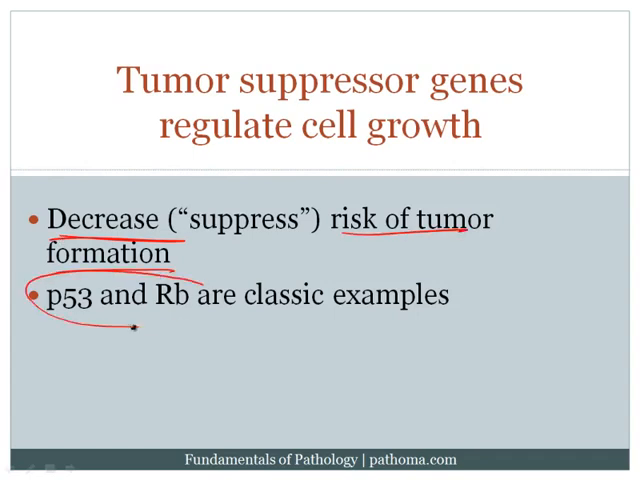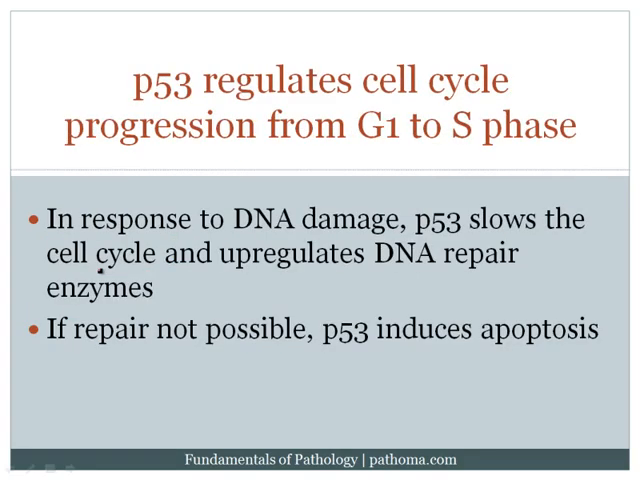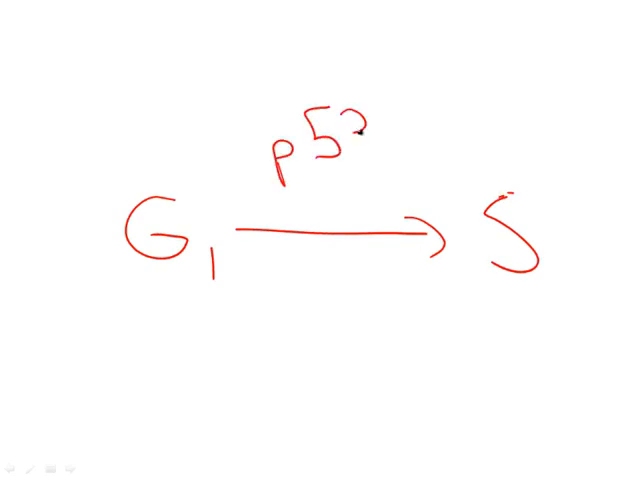And the two classic examples are p53 and retinoblastoma. So let's take a moment to discuss each of these. Now, what does p53 do? It regulates the cell cycle. In particular, it regulates the G1 to S phase. And the way I think about p53 is sort of like a traffic cop. Let's take a whiteboard. Let's imagine that the cell would like to go from the G1 to the S phase. So before it can go from G1 to S phase, it's got to sort of go past p53.